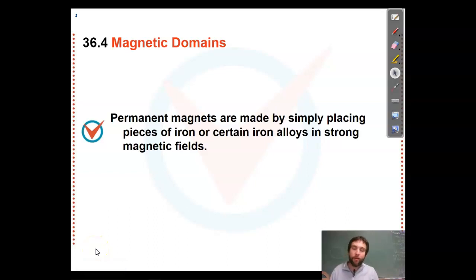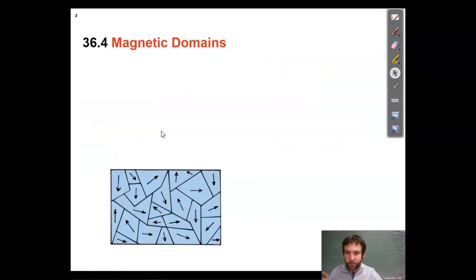Magnetic domains. By the end of this section, we're going to really understand how an iron magnet works and why iron and cobalt are attracted to a magnet. Permanent magnets are made by simply placing pieces of iron or certain iron alloys in strong magnetic fields. Alright, so the magnetic fields of individual iron atoms are strong.